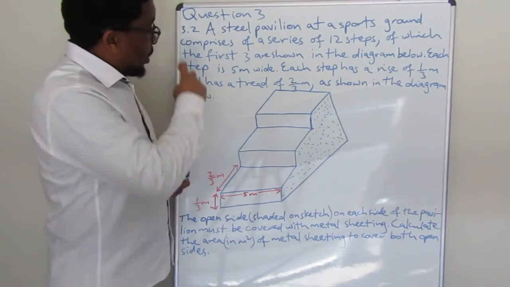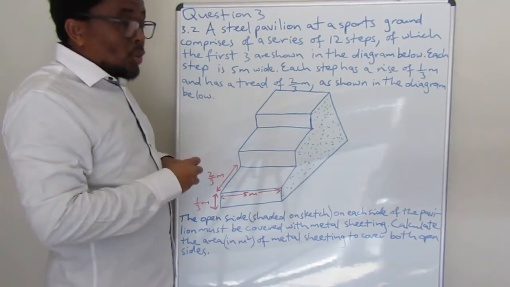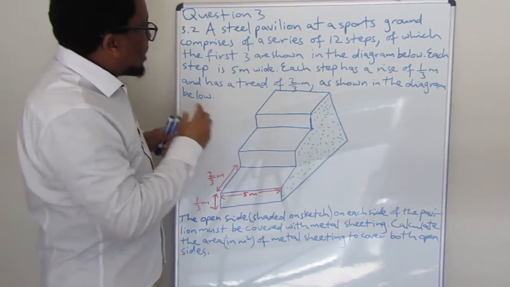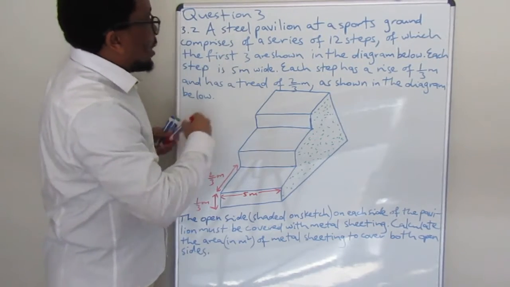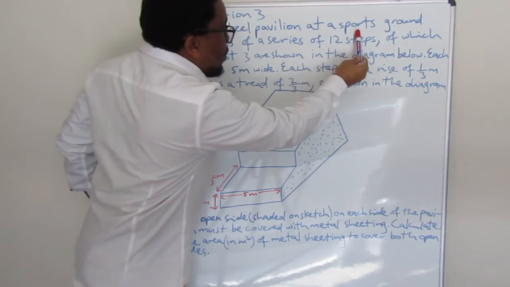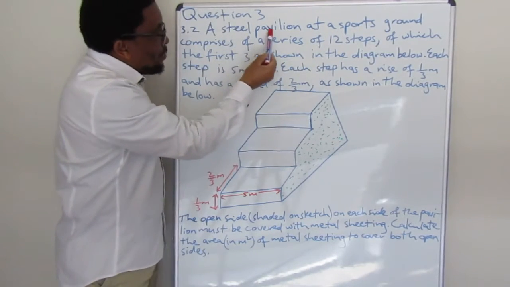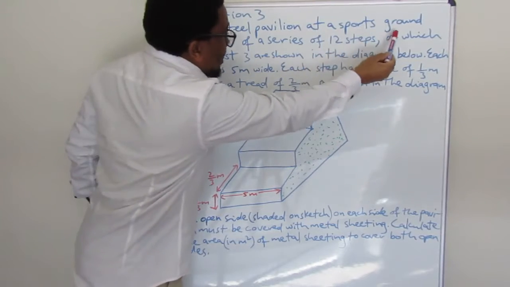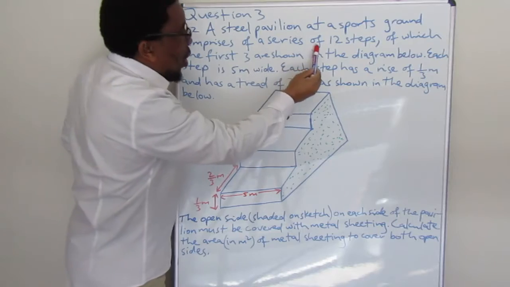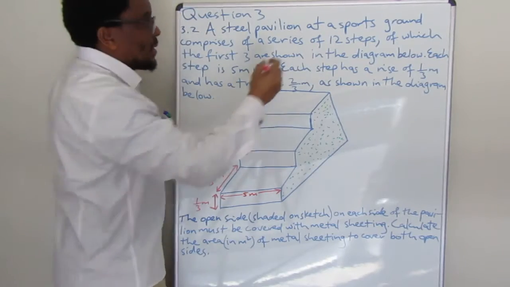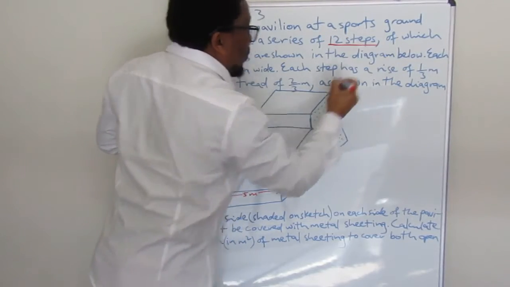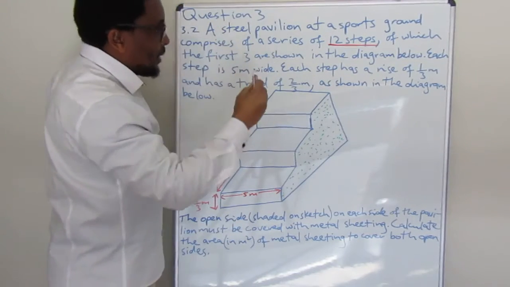Now, I would like us to look at this second one, at 3.2. What does the question say? The question here says that a steel pavilion at a sports ground comprises of a series of what? Of 12 steps. Then I will underline this. A series of what? Of 12 steps.